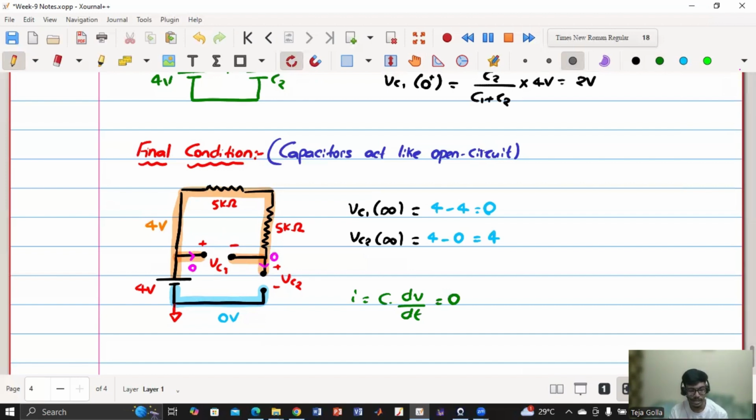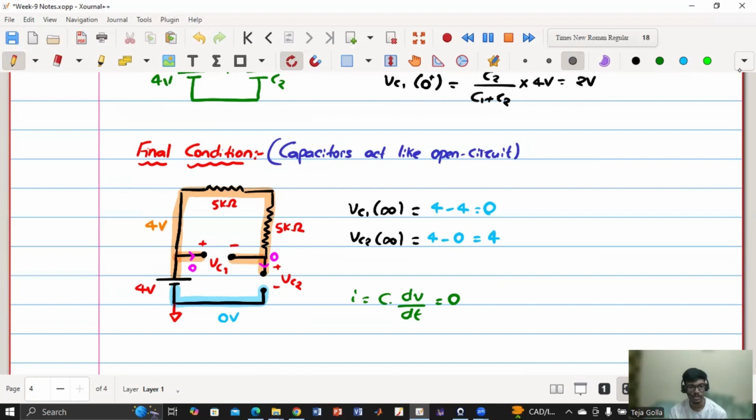At this condition, we have to find the capacitor voltage. So I have considered capacitors to be open. But at steady state, a resistor will act like a resistor, whether it carries any current or not, that we have to calculate. But in this given circuit, there is no path for the current to flow. So that's why there is no current through the resistor.